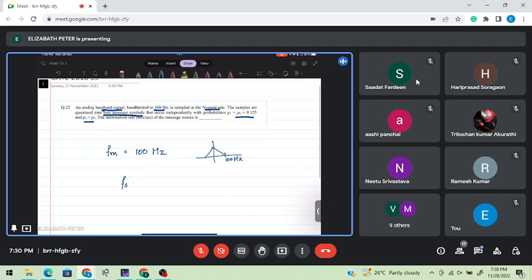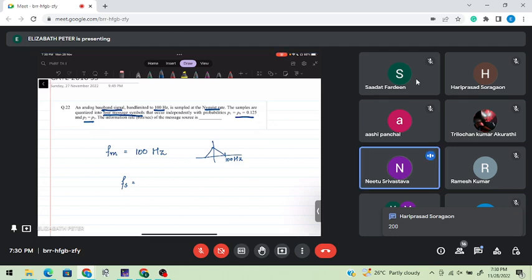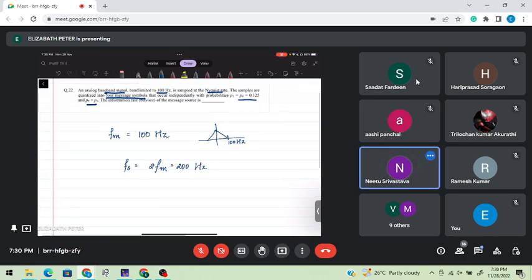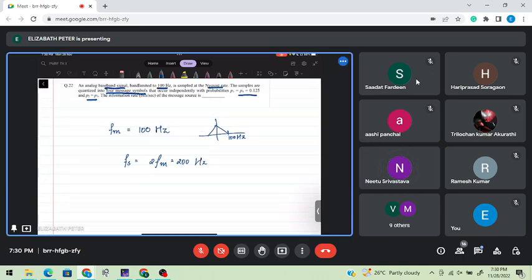So, what will be the sampling frequency? Can someone tell me that? What will be the Nyquist frequency? 200. Yeah, correct. 2f1 equals 200. So there are 200 samples in a second, right? Samples sent in a second.